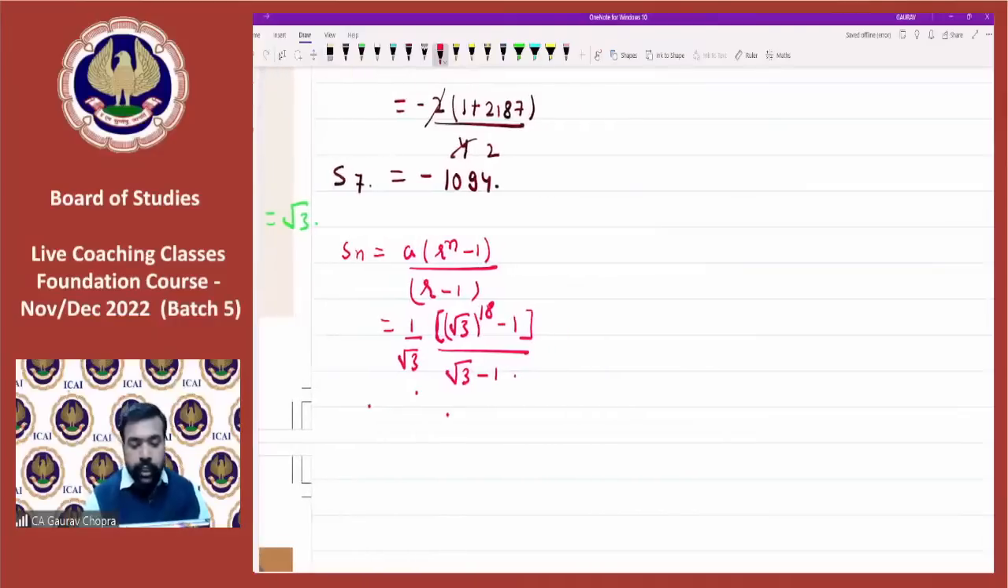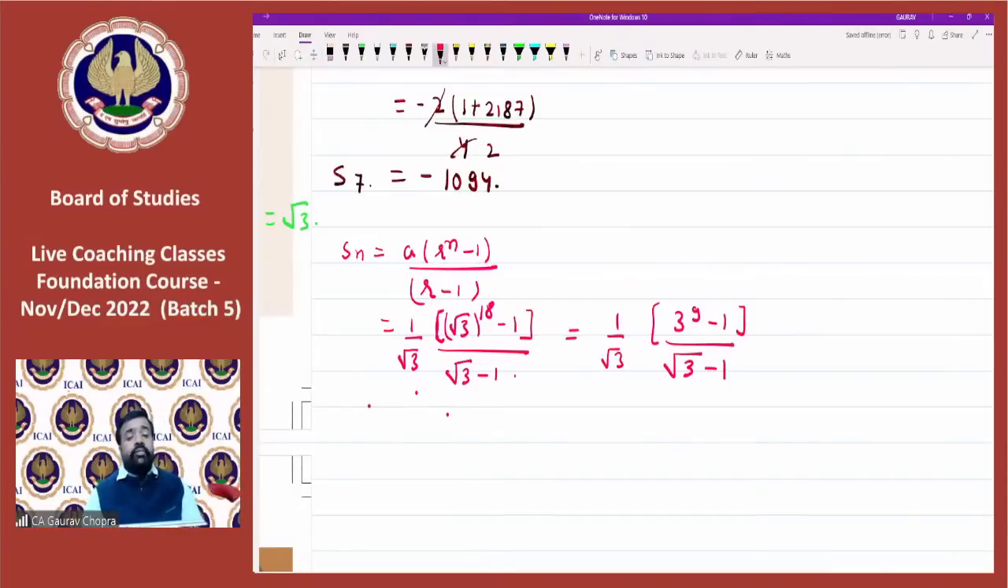So let's do the simplification. 1 by root 3. Now, root 3 to the power of 18 is simply 3 to the power of 9. And what is the value of 3 to the power of 9? We can solve it. And in denominator it is root 3 minus 1. Also, whenever in denominator root is available, then we have to rationalize. So let us rationalize as well. Root 3 plus 1 and root 3 plus 1.